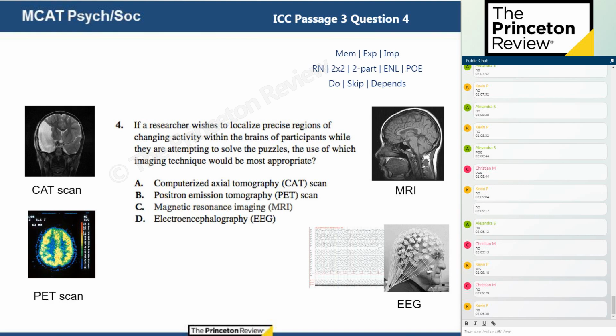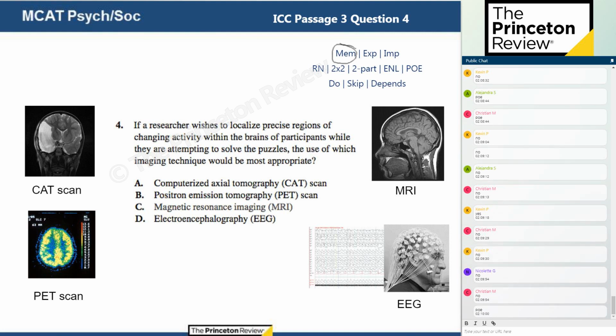Okay. Number 4. Do we need the passage for this? Nope. What's our strategy? Process of elimination. We're going to go ahead and do it. Okay, so we got a researcher wanting to localize precise regions of changing activity. So which imaging technique is going to do that?